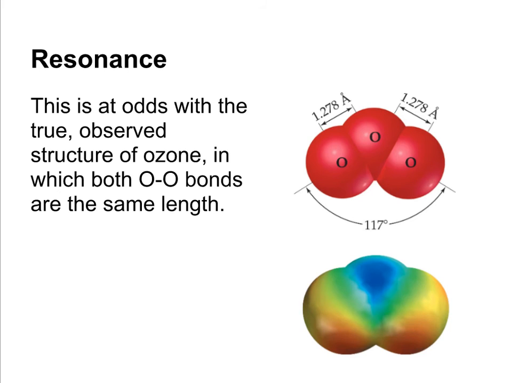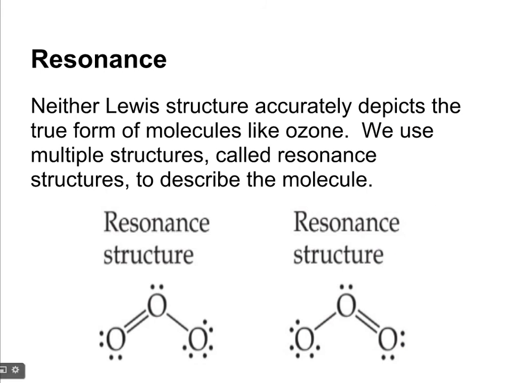Double bonds are shorter than single bonds. So if an ozone molecule looked like our resonance structure, one side would be shorter than the other. However, when we've observed ozone molecules, the bonds appear to be the same length. So what that means is neither resonance structure is totally accurate. We use multiple structures, and we just call them resonance structures to describe the molecule.